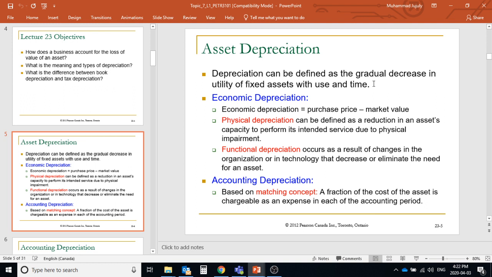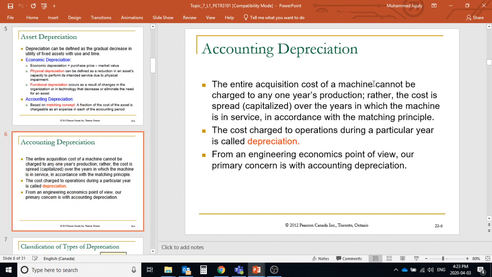economic depreciation, and the accounting depreciation is based on the matching concept. And what is that? That is, a fraction of the cost of the asset is chargeable as an expense in each of the accounting periods. Okay, so that is the accounting depreciation.